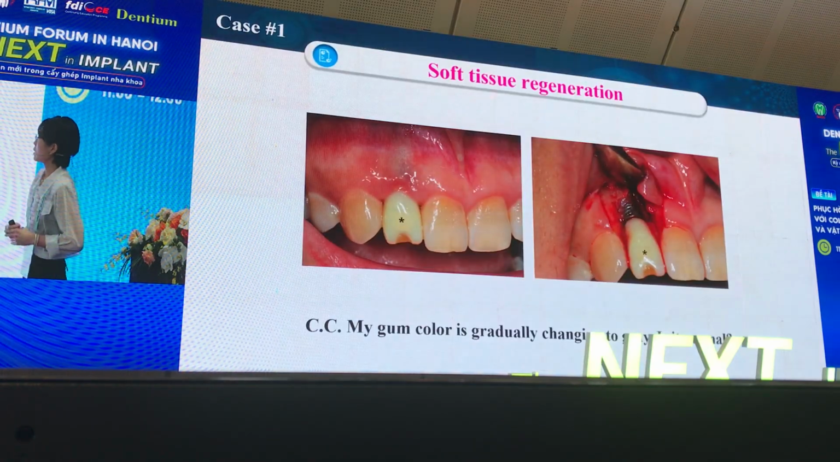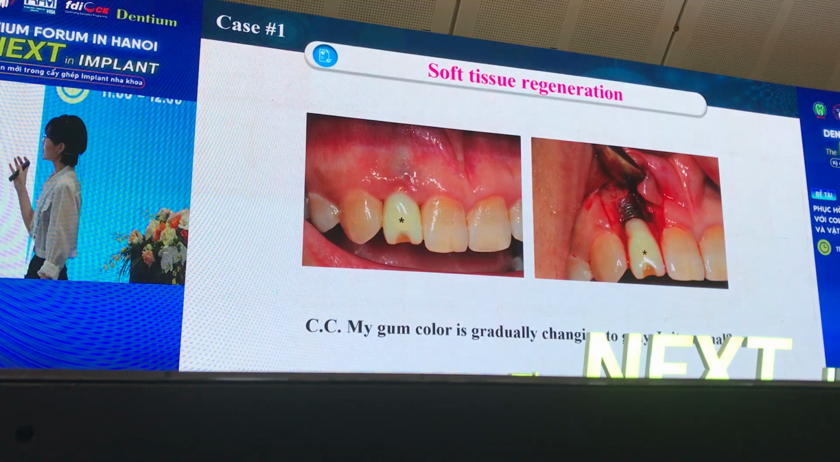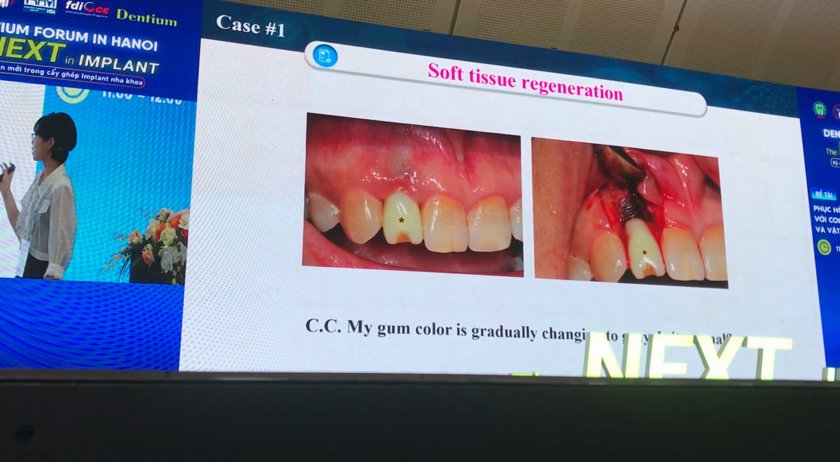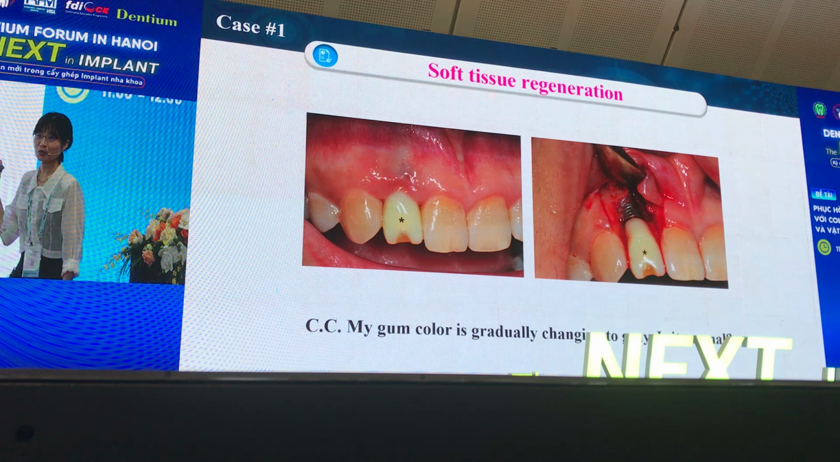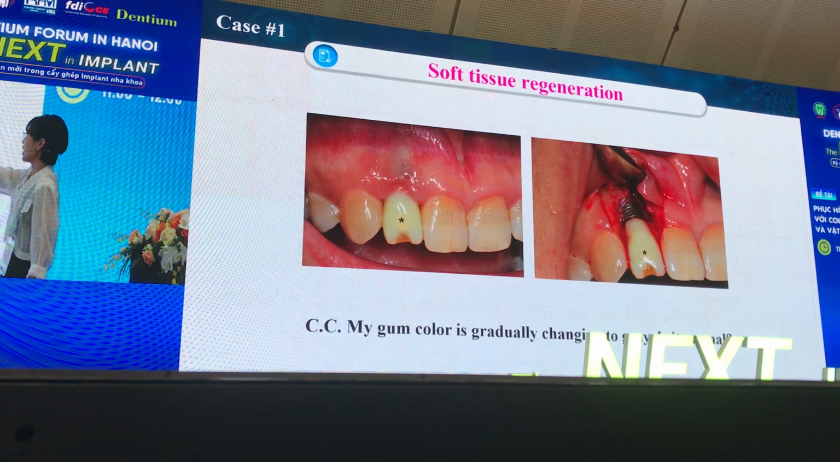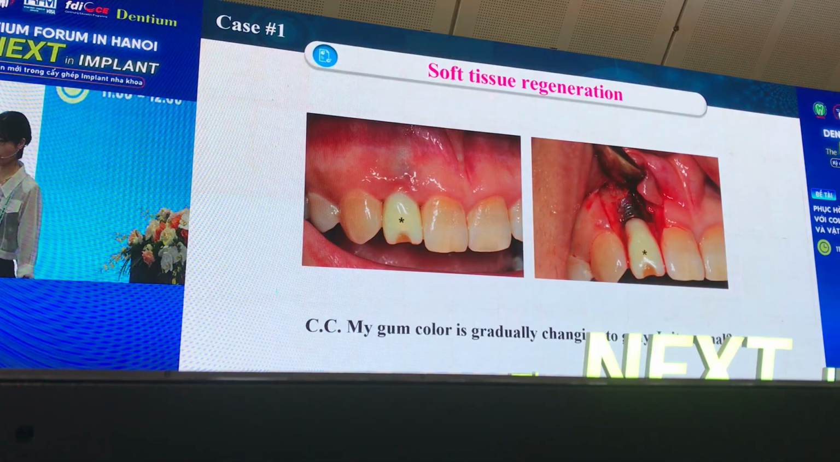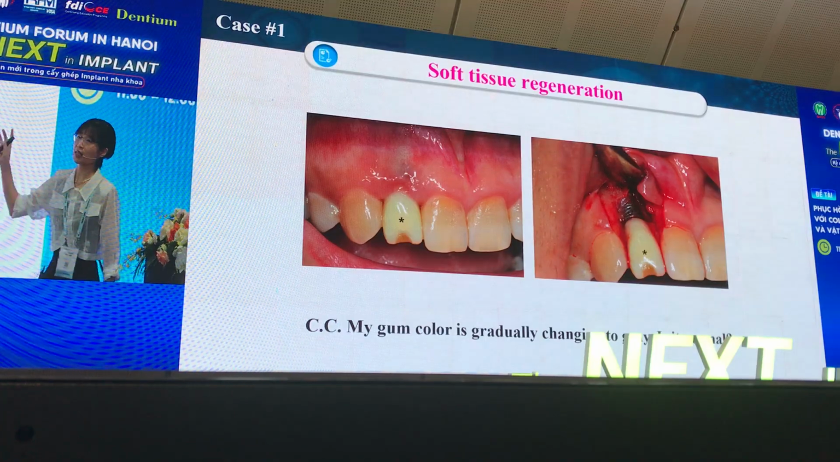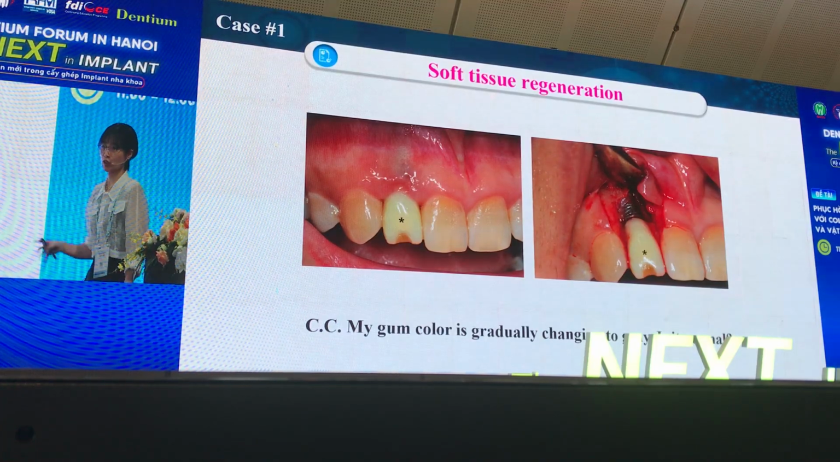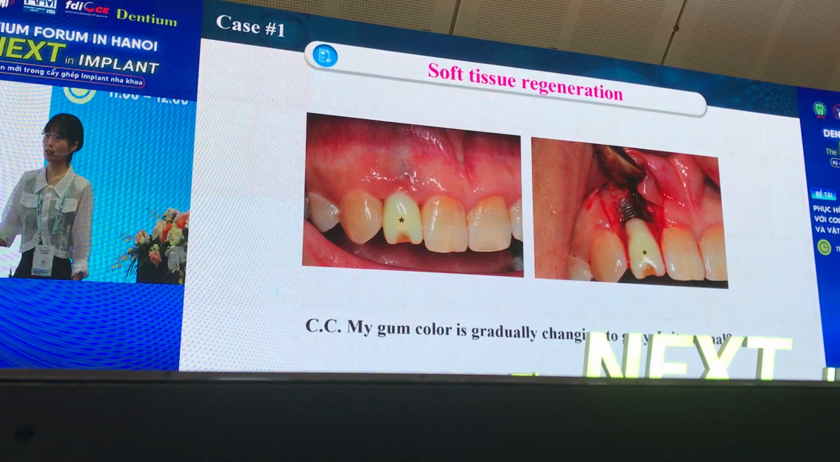So this patient came to our department. She said, my gum color has gradually changed to gray. Is it normal? I don't think so, right? We can imagine that underneath the gingiva, there is exposure of the implant fixture, right? I think that is an error in the positioning of the fixture when the dentist did the immediate implant placement.